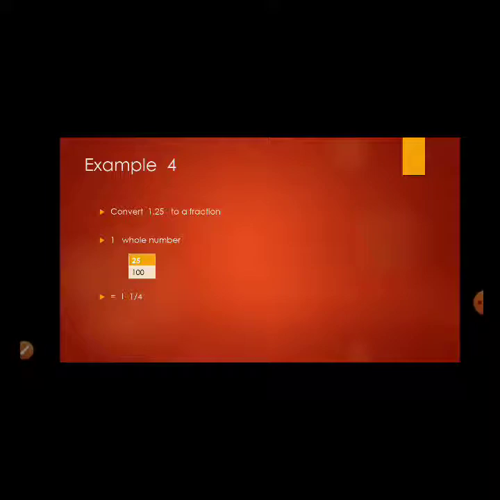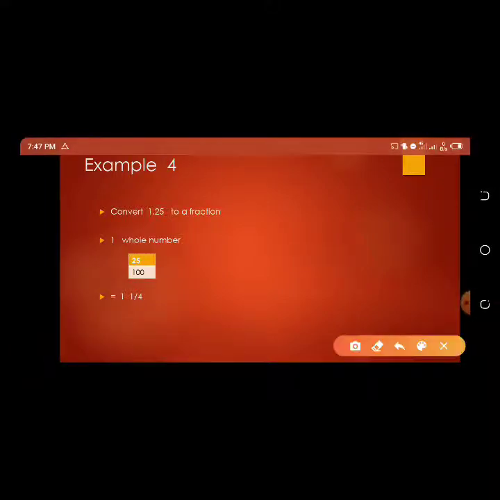The next question says we should convert 1.25 as a decimal. We convert it to fraction. Now this 1 before the decimal is a whole number, so that's one whole number. You write it somewhere. So what you are converting now is 0.25. Let me erase this so that we have our 0.25.